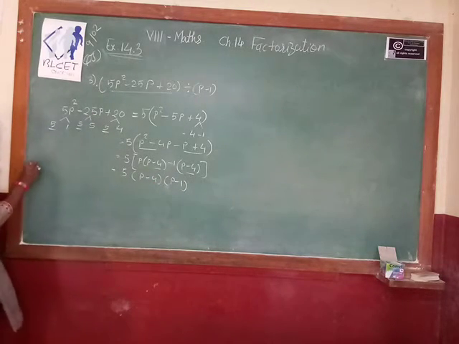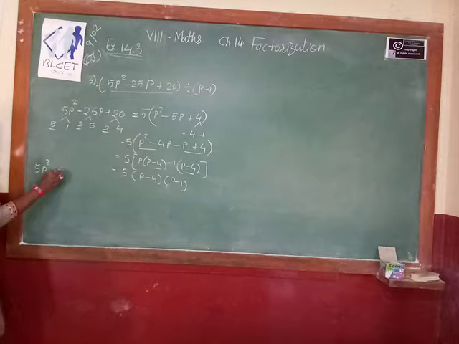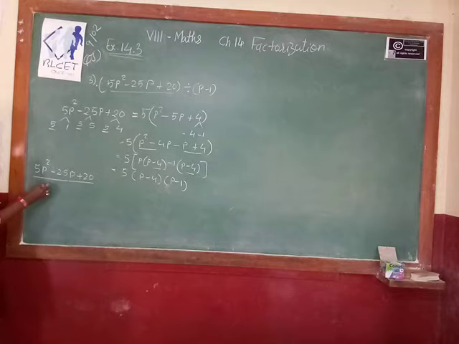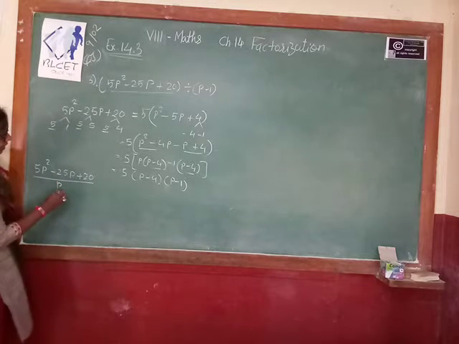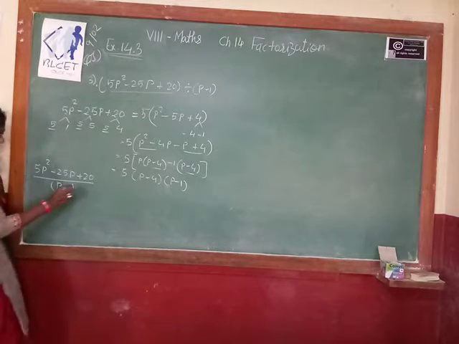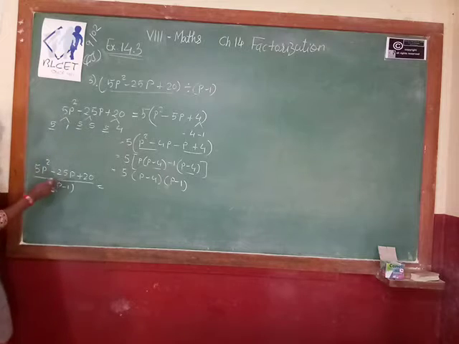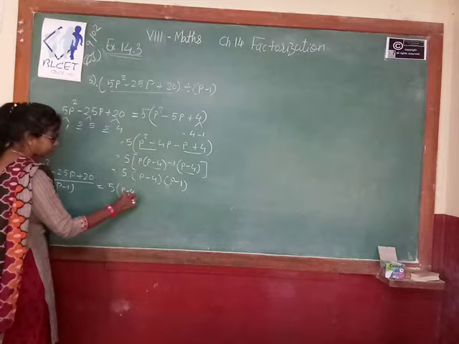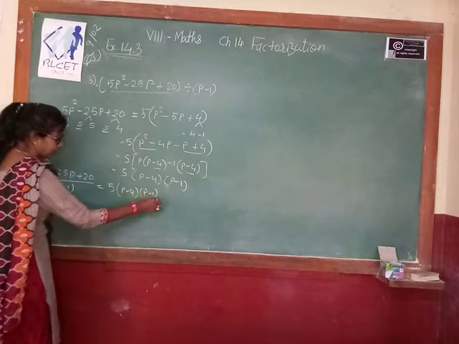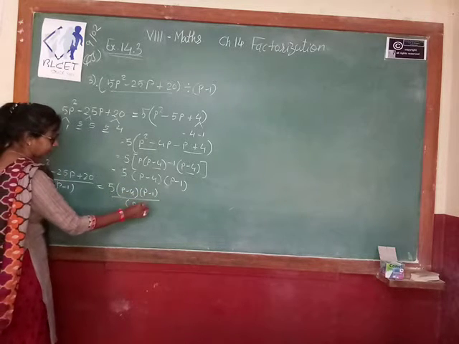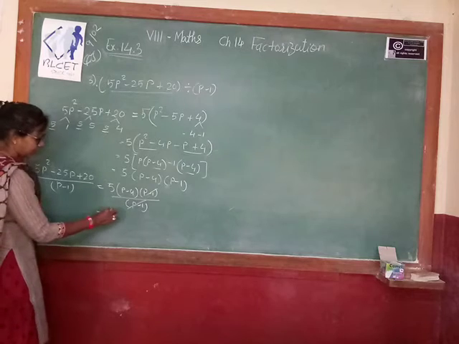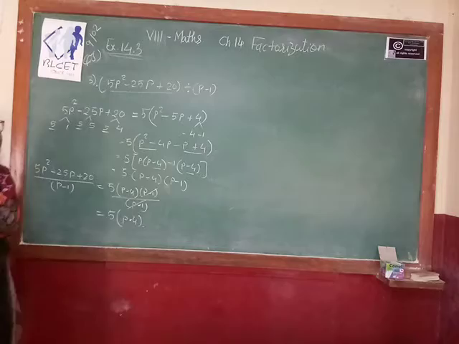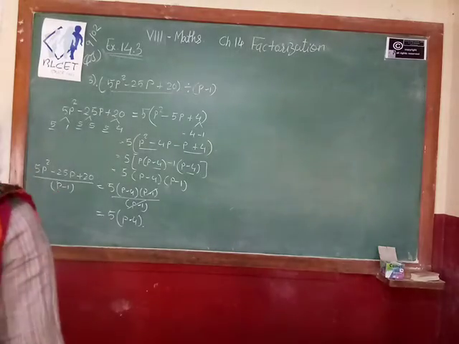Now we do the division. 5p square minus 25p plus 20 whole divided by p minus 1 is equal to, in place of this algebraic expression, we write the factors. So 5 times p minus 4 times p minus 1 whole divided by p minus 1. This will get cancelled. So what is the answer? 5 times p minus 4. So this way we can do the division.